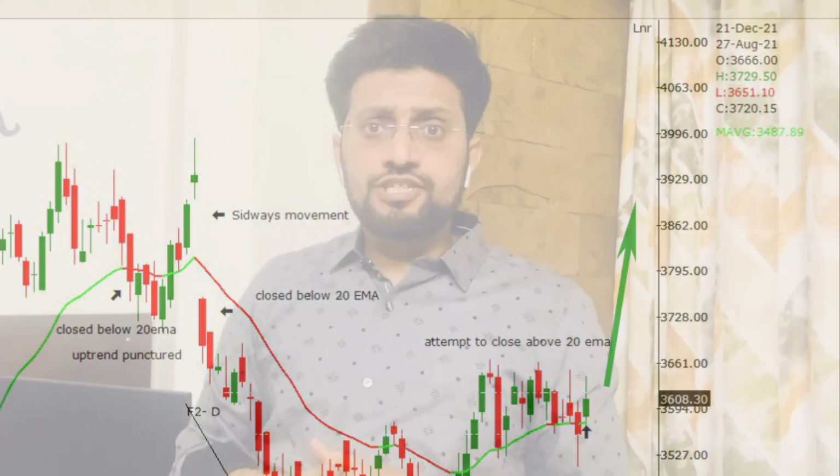The chart of TCS is a great example of how a simple tool like the 20 EMA helps me be on the right side of the price action. Now everyone is talking about Nifty with the kind of movement we had in the recent past. So we'll try and understand and apply the 20 moving average logic on the Nifty index itself.